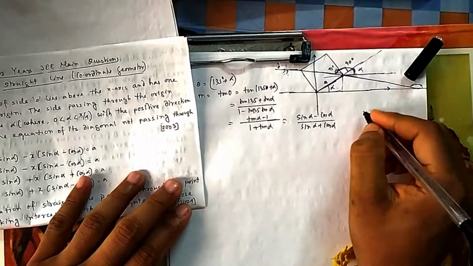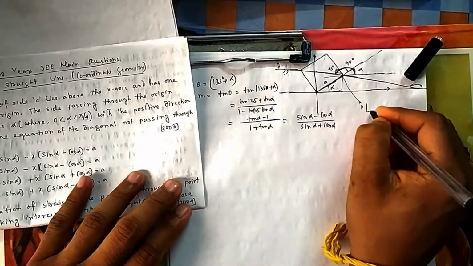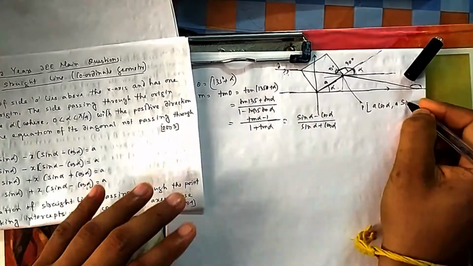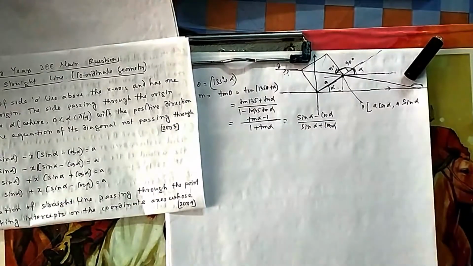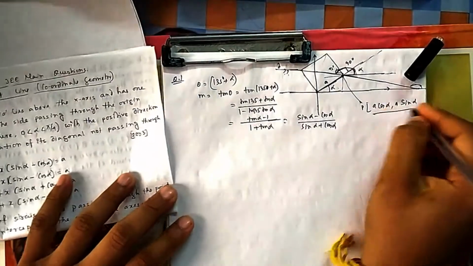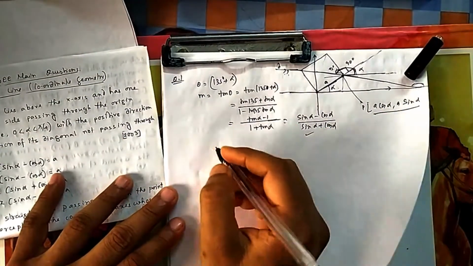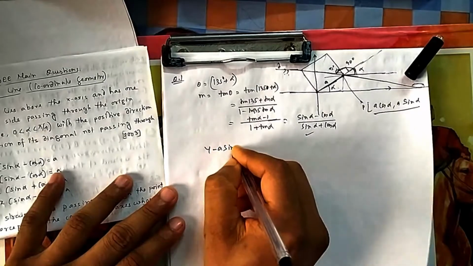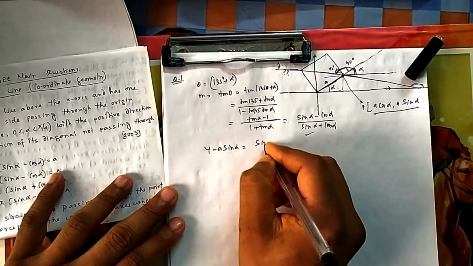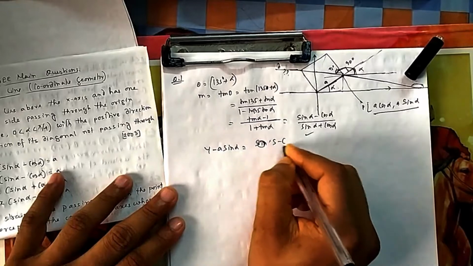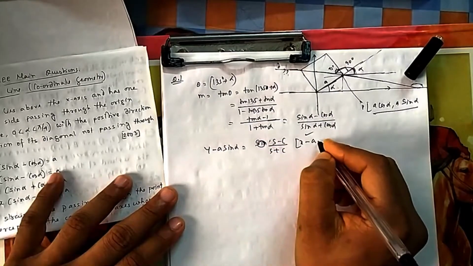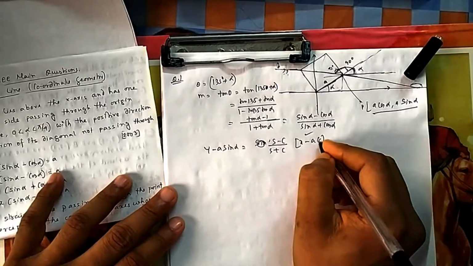Suppose this is the point P. What is the coordinate of this one? A cos alpha, comma A sin alpha. Once you have both of these, you know the slope and you know the point, so you can use the slope-point formula: y minus y1 is equal to the slope, (sin minus cos) by (sin plus cos), times (x minus A cos alpha).